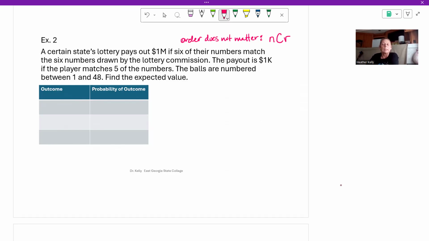Now, let's get back here and figure out what our outcomes are. A certain state's lottery, I don't know why this dumb thing unhid. I want it to stay hidden.